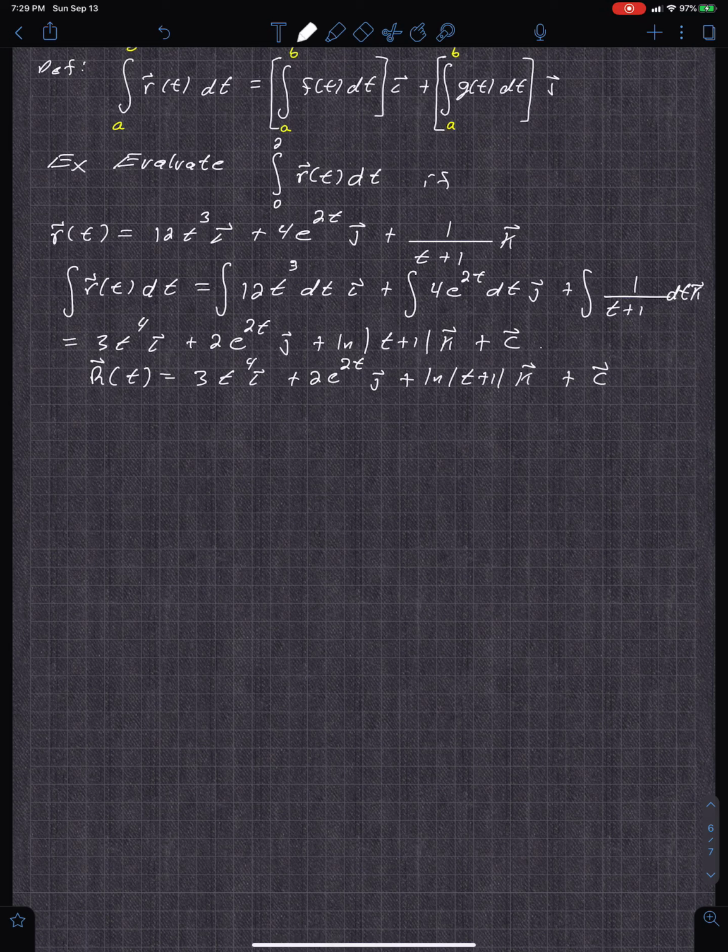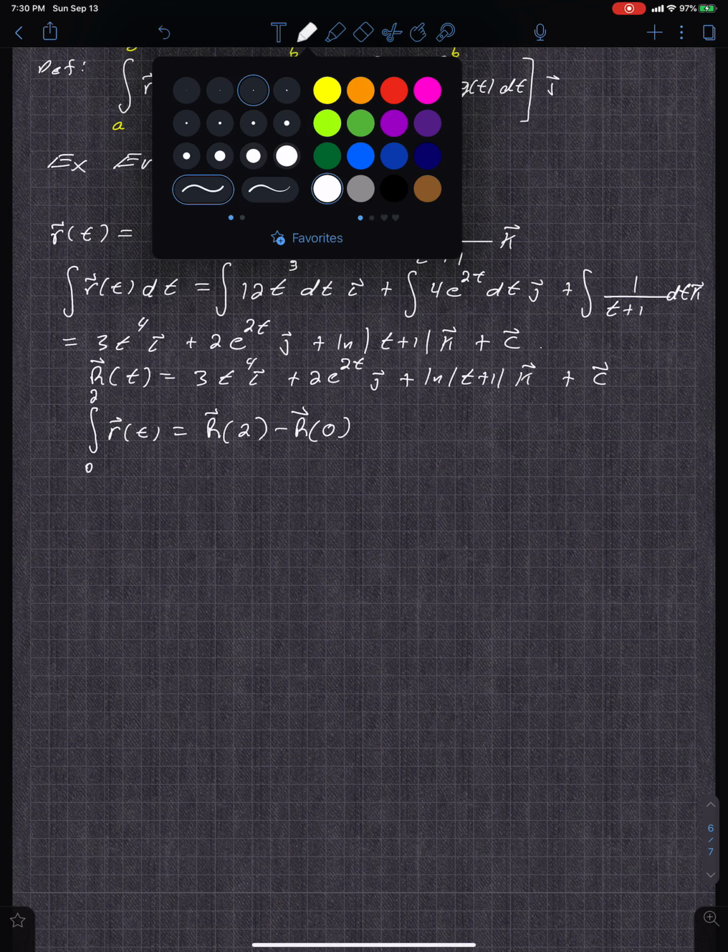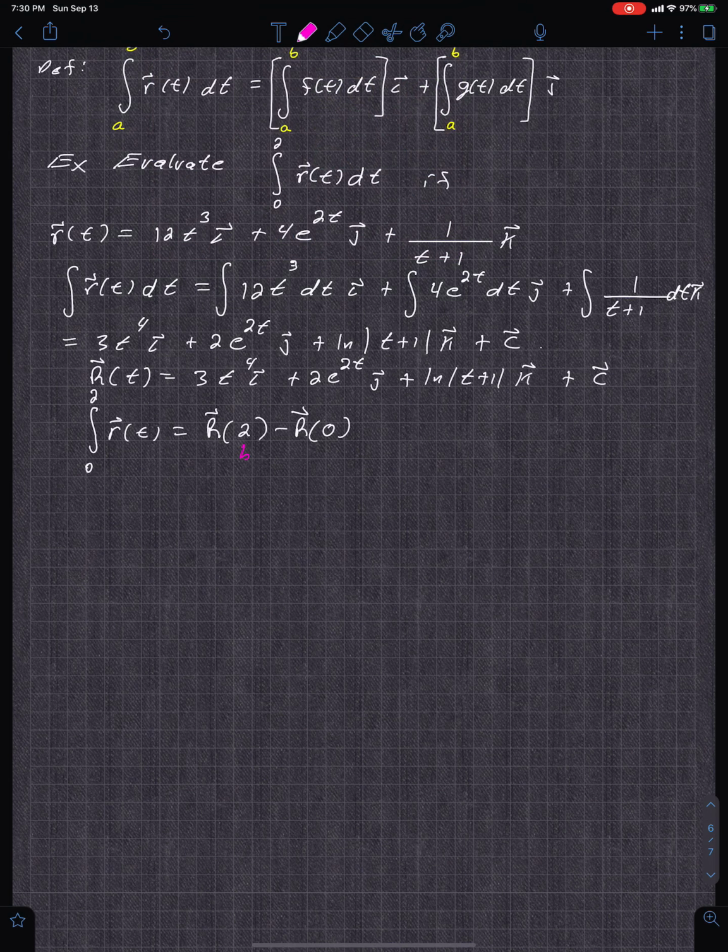That's your r of t, and when you do your integration, remember how you wrote it like this? You did 0 to 2, and so that's basically capital R of 2 minus vector R of 0. So you always do 2 minus 0. It's always a to b, it's always b minus a. So just remember that. It's always b minus your a.